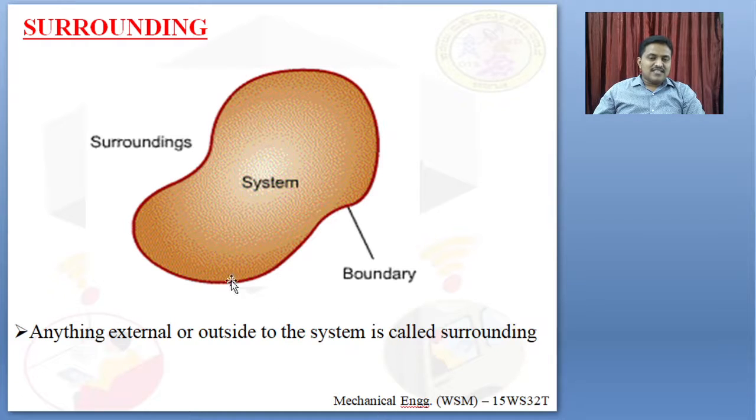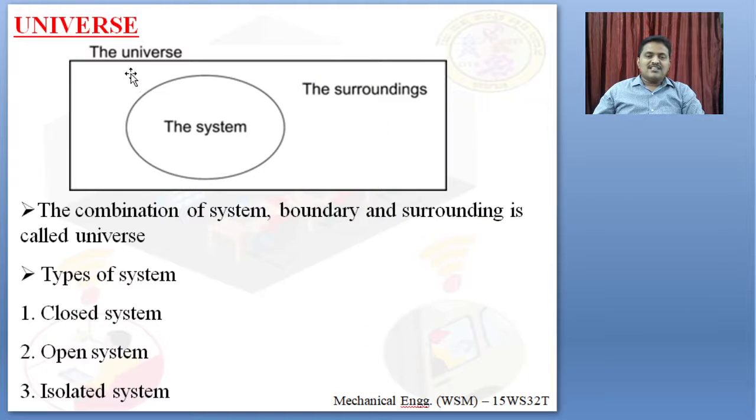So dear students, a system is a region or a space in which our attention is concentrated. The boundary is a layer that separates the system from the surroundings. The surrounding is what is external to the boundary. Last comes the universe. The combination of system, boundary and surrounding is known as the universe. Anything outside the surrounding is also part of the universe.